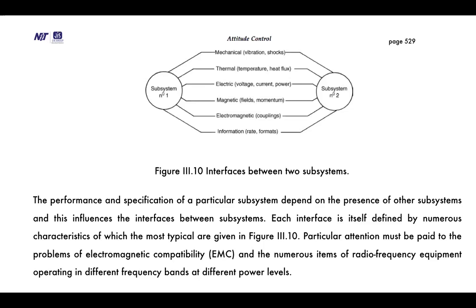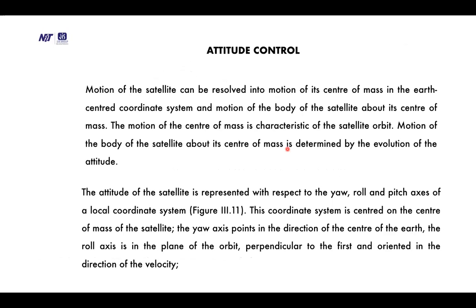So if these are the two subsystems, there are mechanical shocks like vibrations, thermal temperature, heat flux. So these are the different parameters that will affect us when we are interfacing two different subsystems. Electrical, that is voltage, current and power, magnetic fields and momentum, electromagnetic couplings, and information rate and formats. They are the important parameters that govern the interfaces between two systems, meaning subsystems on board.